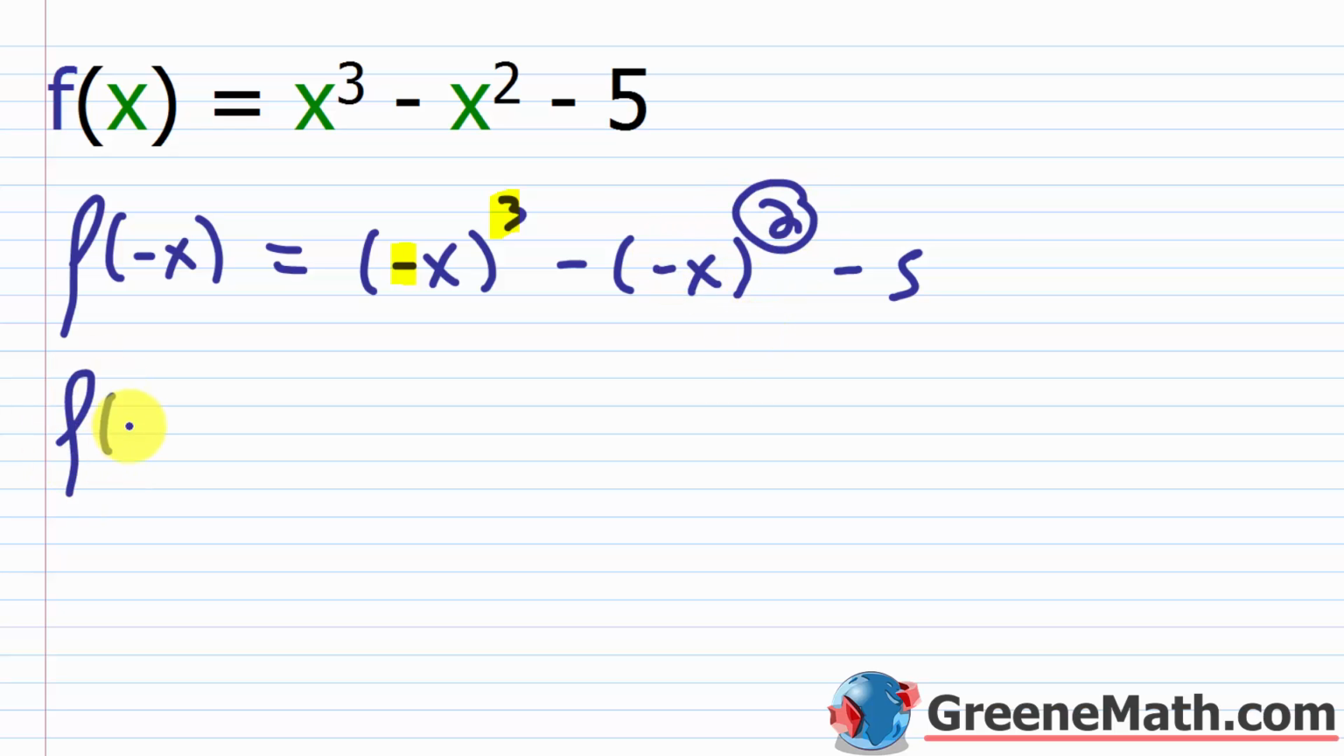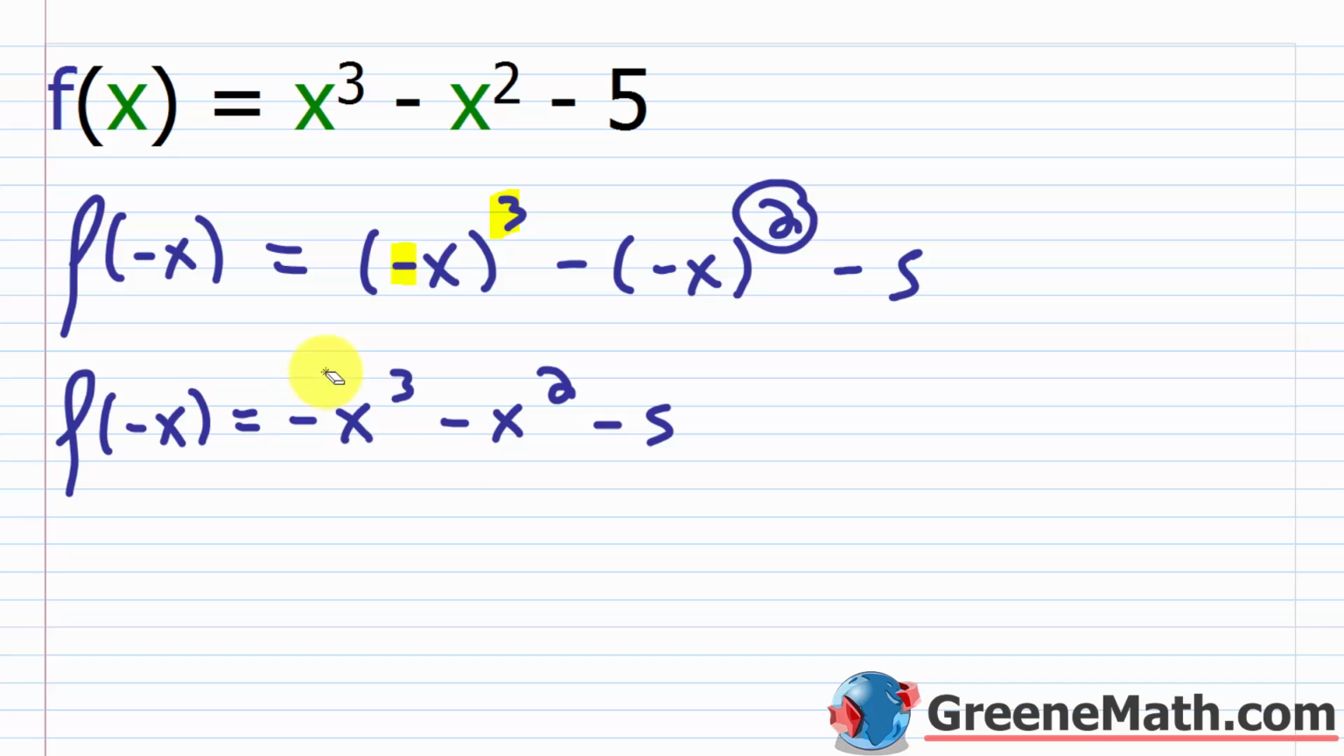So f of -x is going to be what? It's going to be negative x cubed, okay, then minus x squared, then minus 5. So this is different from this, right? Here we don't have a negative out in front. Here we do, right? The rest of the signs are the same. So we did change this guy, so it's not even.